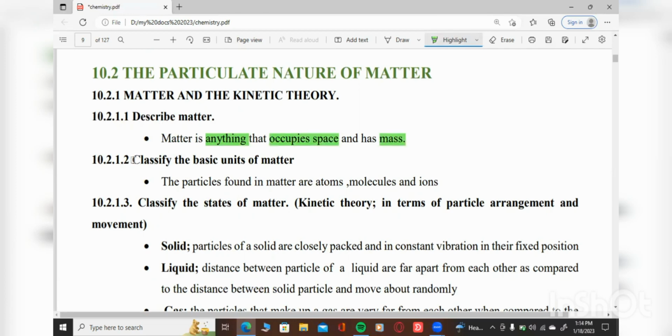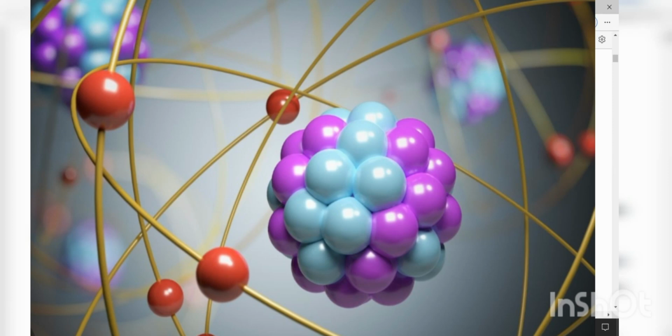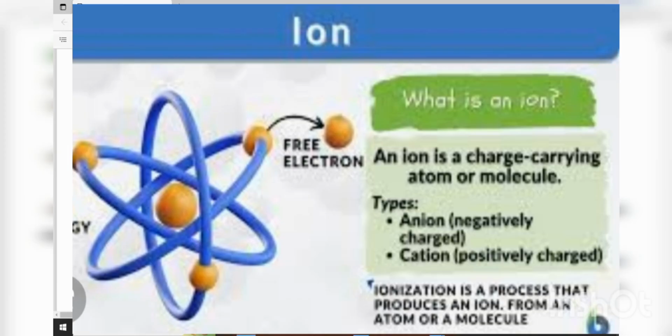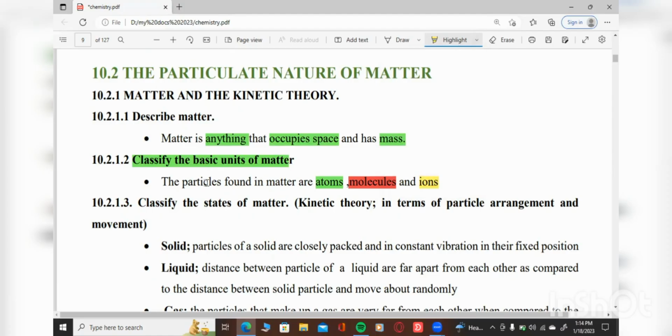Next, we need to clarify the basic units of matter. We have what we call atoms, we have what we call molecules, and we also have what we call ions. So the particles found in matter are atoms, molecules, and ions.